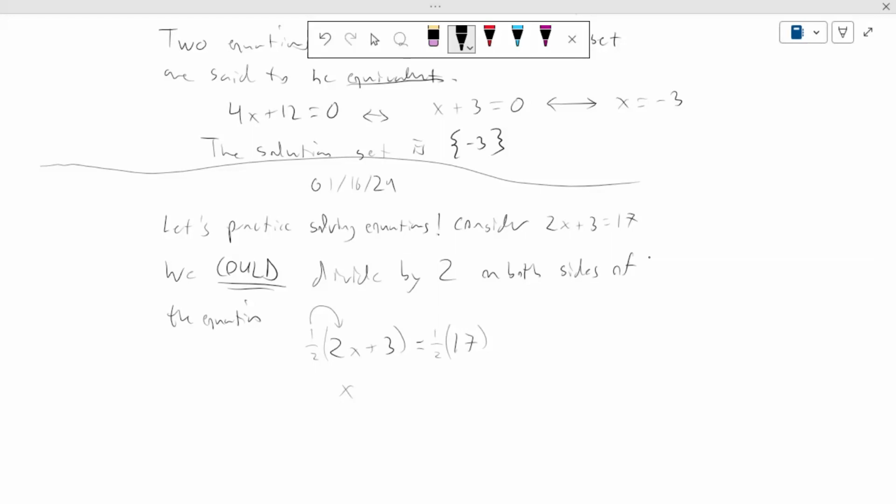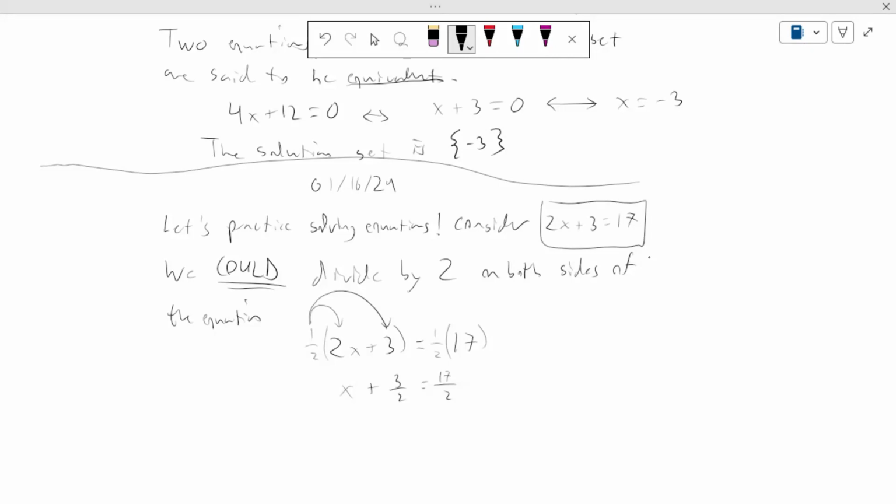But we have to distribute. So this 1/2 also gets multiplied by this 3 over here. So this would be x plus 3/2. On the right-hand side, I just get 17/2. So like I said, we could divide by 2 on both sides of the equation, but I would argue that maybe this equation is not simpler than the equation that we started with. 2x plus 3 equals 17 has nice whole number values, and over here I've now introduced fractions, which nobody likes. So maybe dividing by 2 is not the best way to go about it yet.